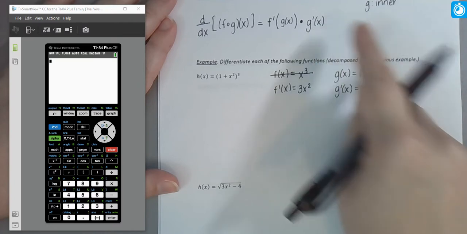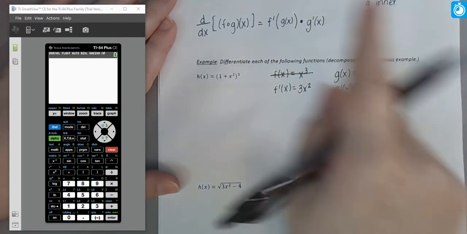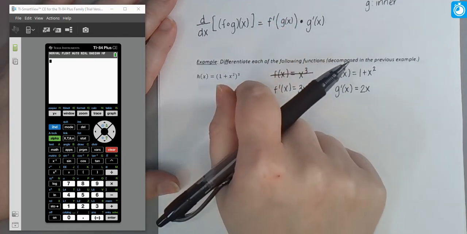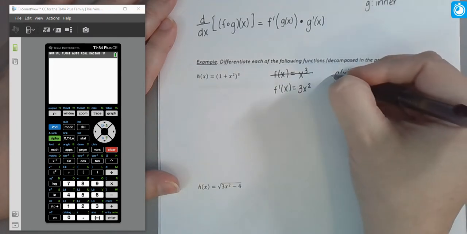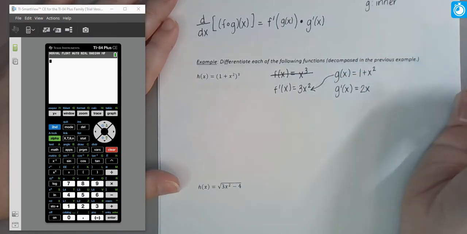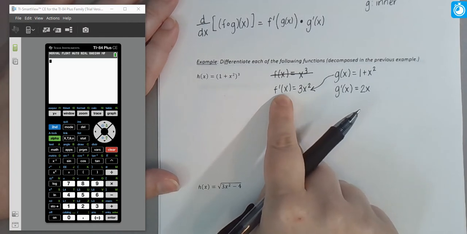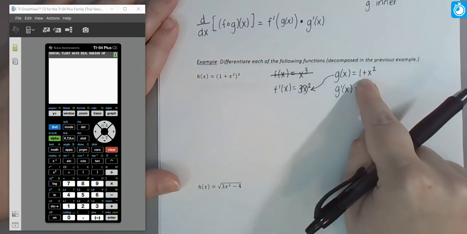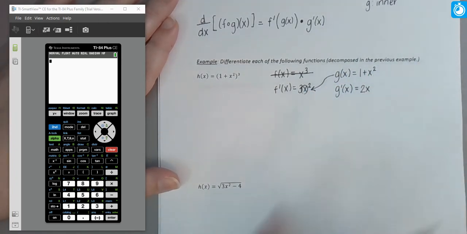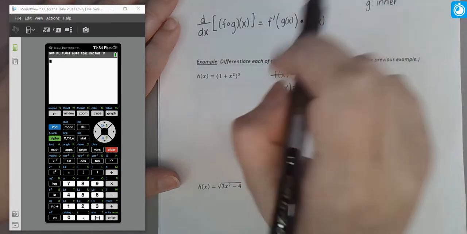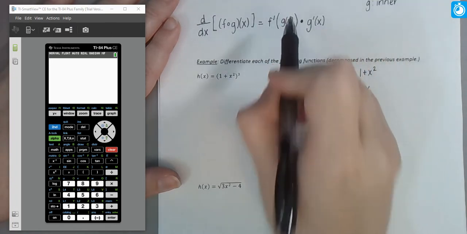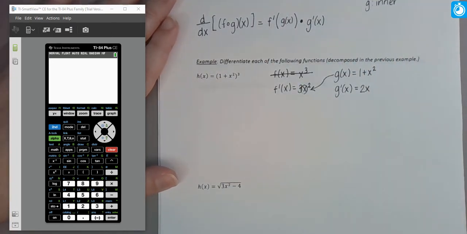We have g prime of x as is, so we don't have to do anything with that. But notice here the derivative for f prime. Into that we're going to substitute g of x. So g of x is going to be plugged in to our derivative f prime of x. So where I see an x here, I'm going to substitute in the expression for g of x, and that is going to give me my derivative. So we're chaining things together. We're linking together a derivative with one of the original functions. The derivatives are chained together with the original function, hence the name, the chain rule.